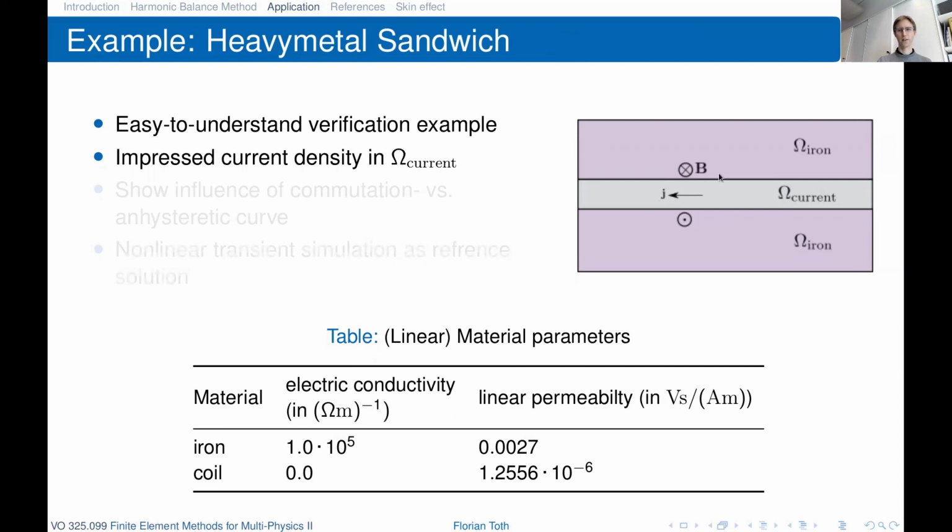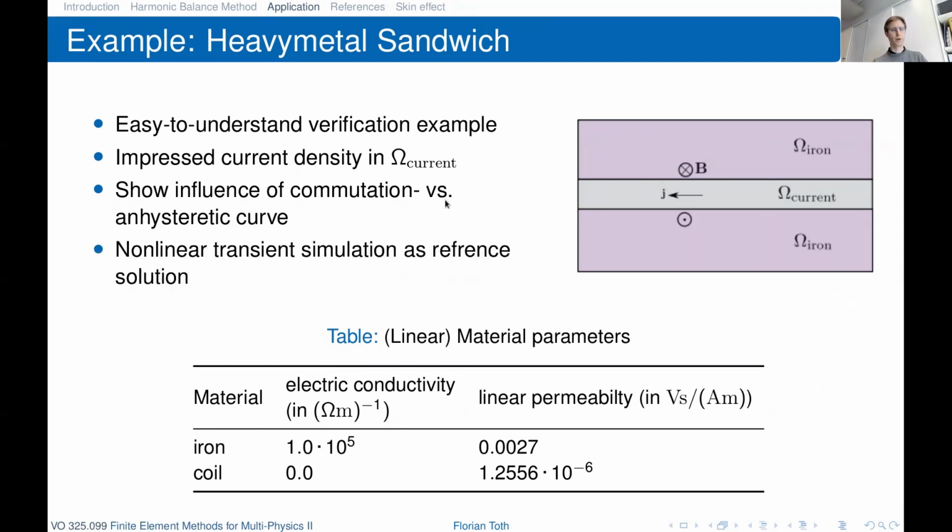So the resulting B field in the nonlinear iron cores here will be pointing out of or into the surface here. So we have a sort of two-dimensional example, and this is actually used to study the influence of the commutation curve versus the unhysteretic curve, which are two different methods to describe the nonlinear material behavior.